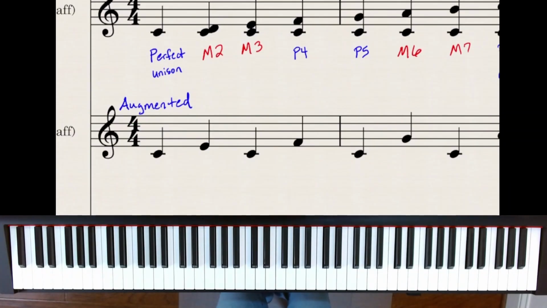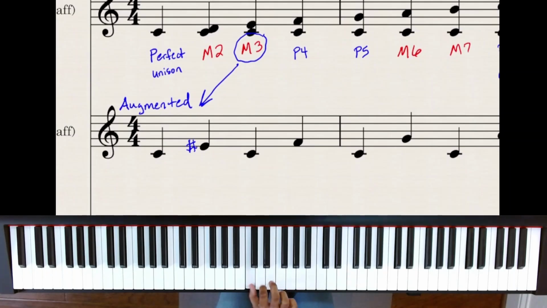The last one I want to go over is how to create an augmented interval. Now, you can make a major interval and a perfect interval augmented using the same rule. So this one's going to be pretty simple. So let's take a look at the major third, C to E. In order to augment it or make it bigger, I want to raise the top note by a half step. So instead of an E, I'm going to get an E sharp.